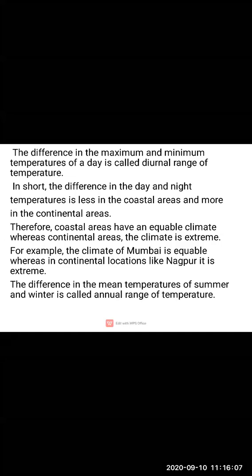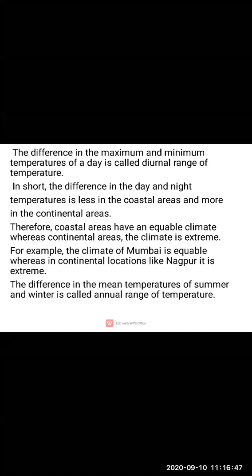But what happens in the case of coastal areas? The climate in that region is equable, equal throughout the seasons. See, the climate of Mumbai is equable, whereas in continental locations like Nagpur, it is extreme. Mumbai temperatures are even, but at Nagpur they vary a lot. Vary means what? We observe differences in the temperatures. In the coastal regions such as Konkan, the range of temperature is less.